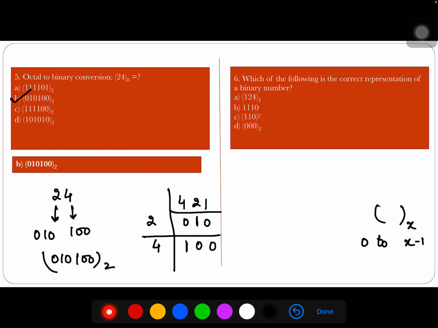Like if you are asked how many digits you can represent in the octal number system, you can represent 8 digits, but from 0 to 7, that is 8 minus 1, 7. In binary, by the same method, you can represent only 0 to 1. That means only 2 digits you can represent. But in option A, 1, 2, 4 is given, which is not possible for the binary case. So the correct option is D.